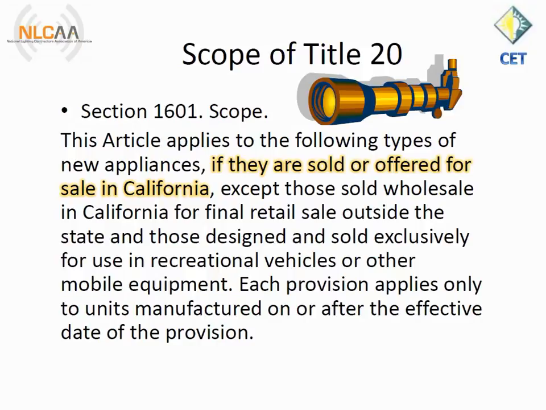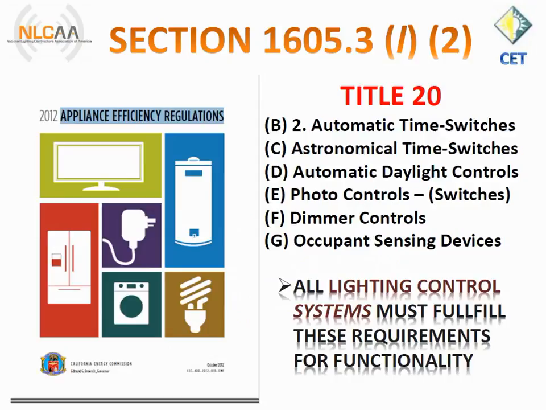Just because something meets Title 20, it does not mean it will meet code specifications for a particular application. This is true. In many cases, your code is going to be more stringent than the Title 20 specifications. But currently, here we see the 2012 Appliance Efficiency Regulations, also known as Title 20. And we have a new one out already, the 2015, but I don't see any substantive differences in the lighting controls section.